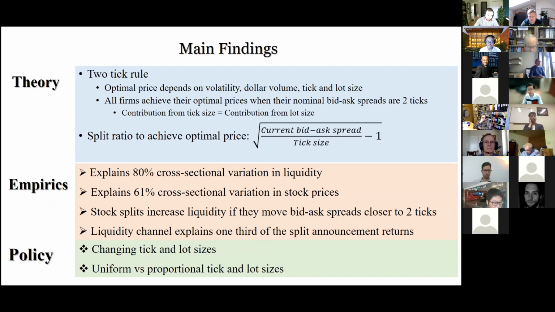Why? Here's the simple intuition. It's because the friction from tick size is 1 cent. You should adjust your price to the extent the contribution from lot size is also 1 cent. So that means the 2 tick rule.